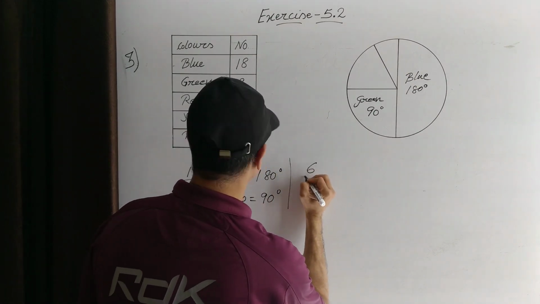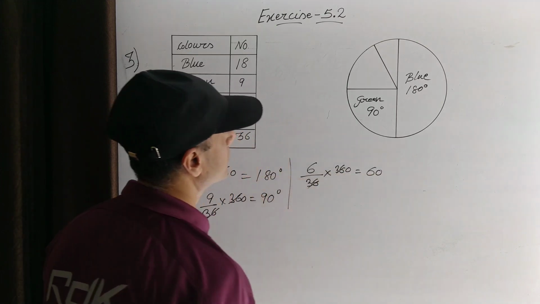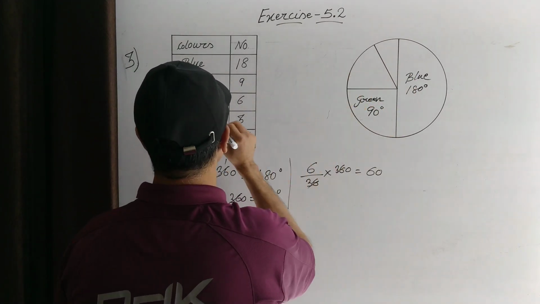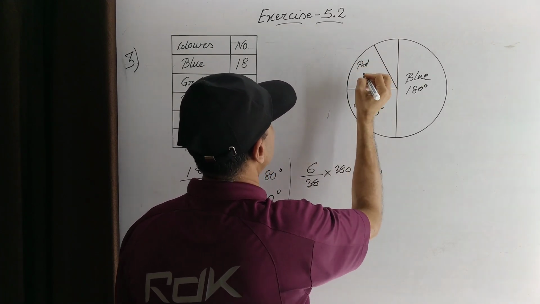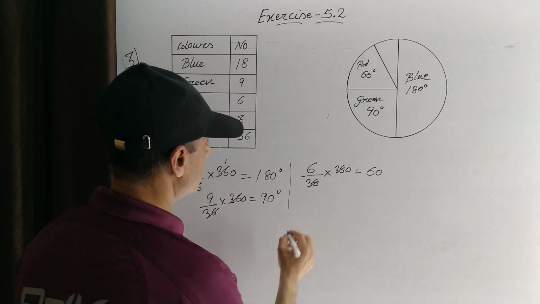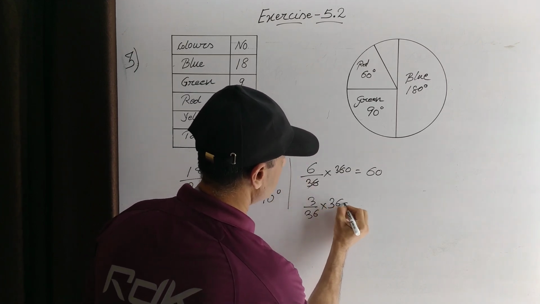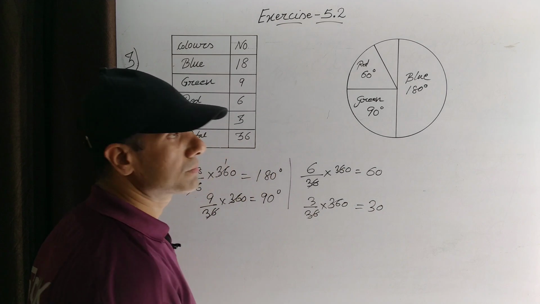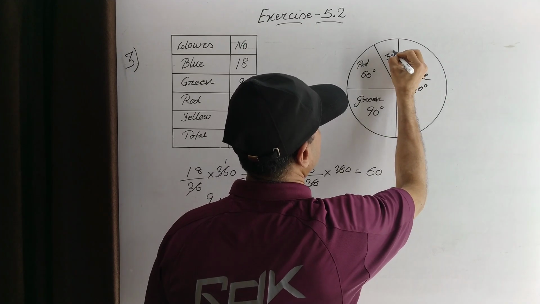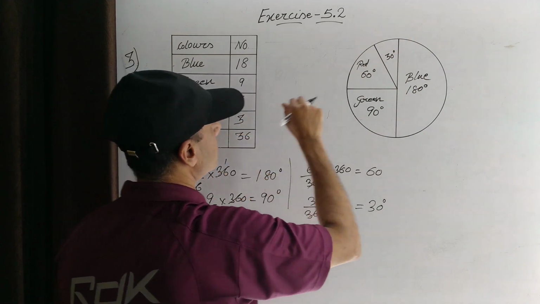Color red: 6 by 36 into 360, that equals 60 degrees. So this angle will be 60 degrees, and this sector will represent the number of people who preferred the color red. Now yellow: 3 divided by 360, sorry, 36 into 360, that is 30 degrees. So this is 30 degrees, and this is the area which represents the number of people who prefer the color yellow.